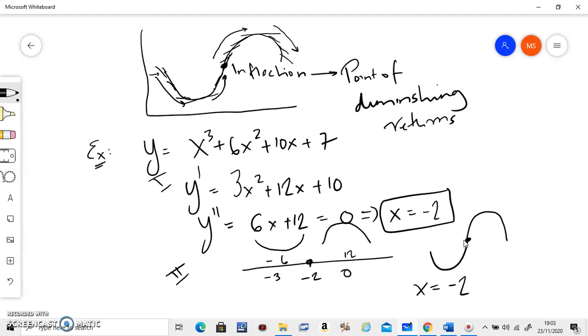Now, if you're doing an application, this point will be positive. So just be careful. If you're doing application, x cannot be negative. It can be, but in general, when you're doing economics or something, x cannot be negative.